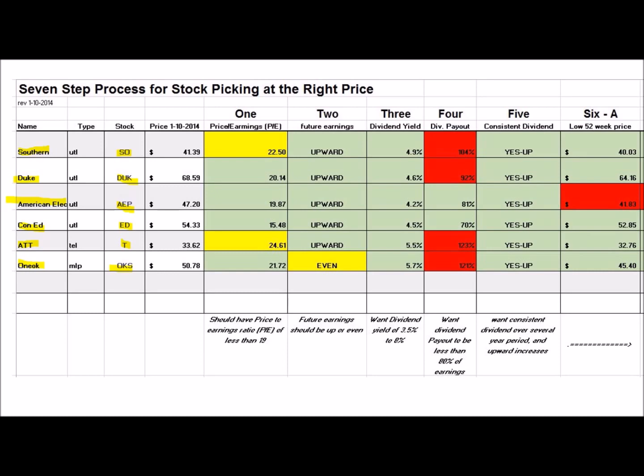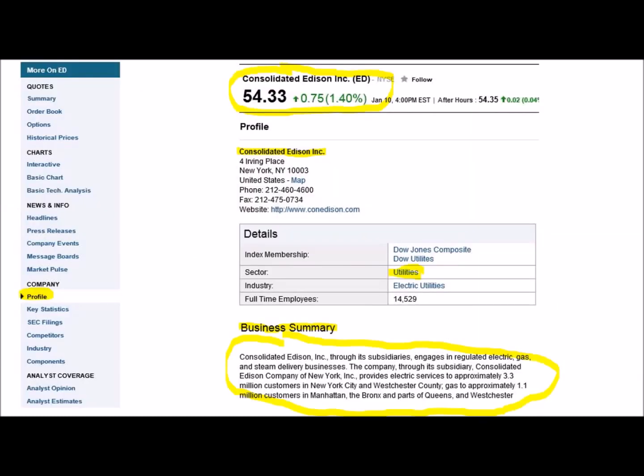So anyway, in your form you now have the information to put Consolidated Ed and the symbol for Consolidated Ed, which is ED. Then you go to the profile, and the profile is highlighted here, and that shows the name is Consolidated Ed. It shows where Consolidated Ed is located. It also tells you that its sector is utilities, its industry is electric utilities, and it gives you a business summary. So you have some idea of what it is that you're investing in and whether that's something you're interested in or not.